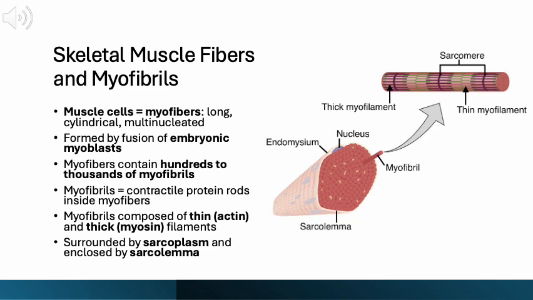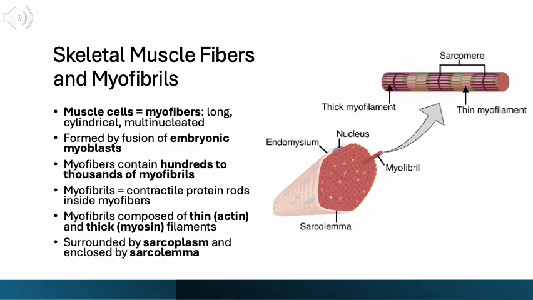A skeletal muscle fiber, also called a myofiber, is a single elongated cell formed during development by the fusion of embryonic myoblasts. That's why it contains multiple nuclei, usually hundreds, just beneath the sarcolemma, or plasma membrane.